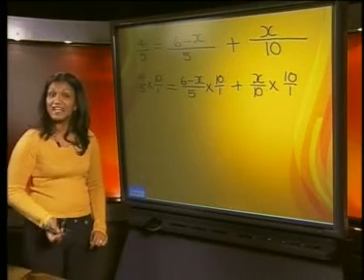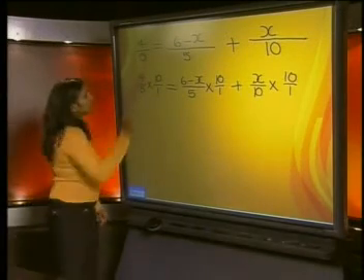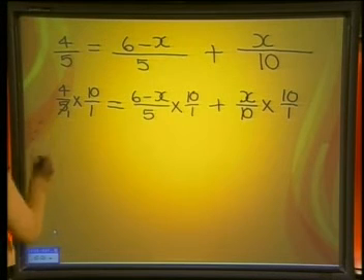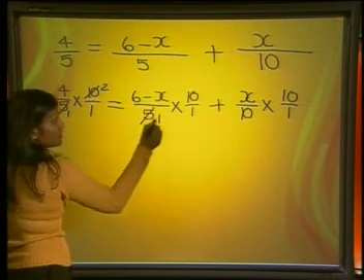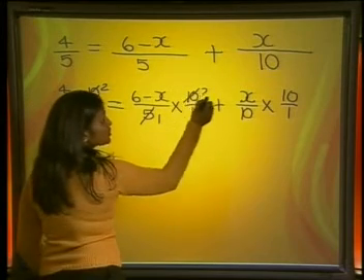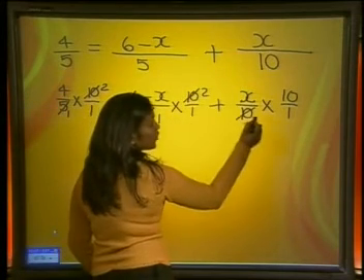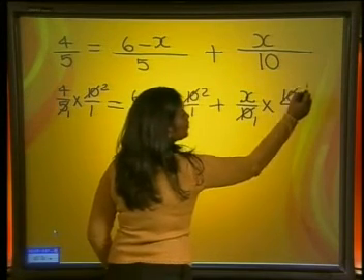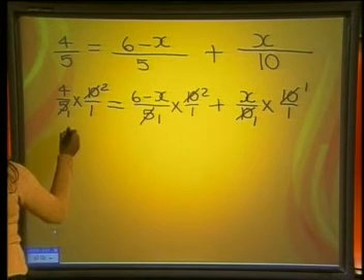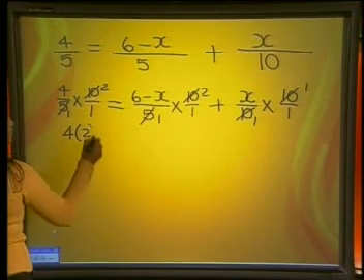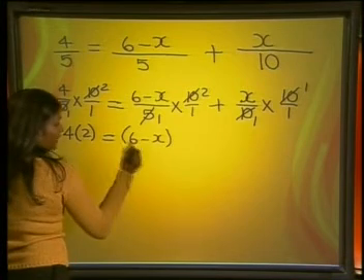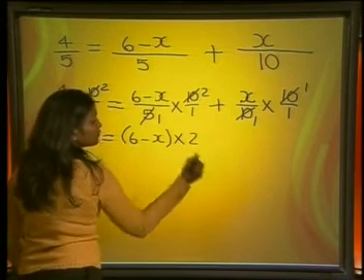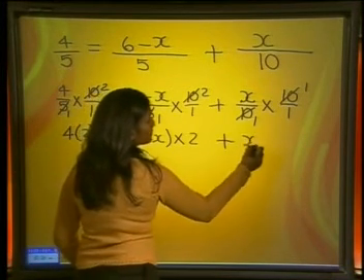Now we can cancel and solve our equation. 5 divides into 5 once. 5 goes into 10 2 times. 5 goes into 5 once. 5 goes into 10 2 times. 10 goes into 10 once. 10 goes into 10 once. This simplifies to 4 times 2 is equal to 6 minus x in brackets multiplied by 2 plus x.